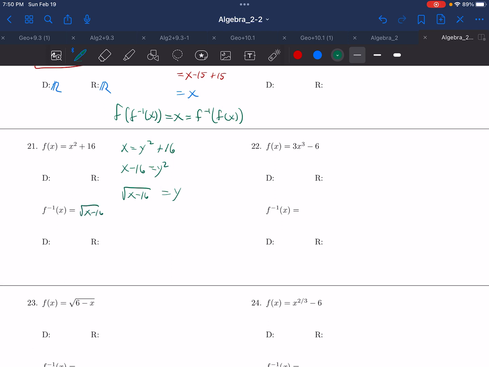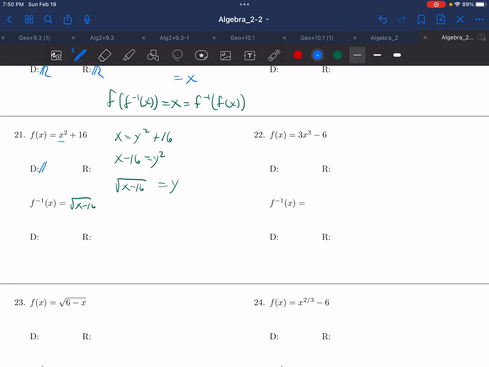Now this one's going to be a little different here. The domain, in this case, well, the domain of your real function here, I can plug anything into x squared. And so the domain's going to be all reals. The range, though, the range is going to be from 16 to infinity because I only get positive numbers out of x squared, and then I'm going to add 16. So it's going to go from 16 up to infinity.